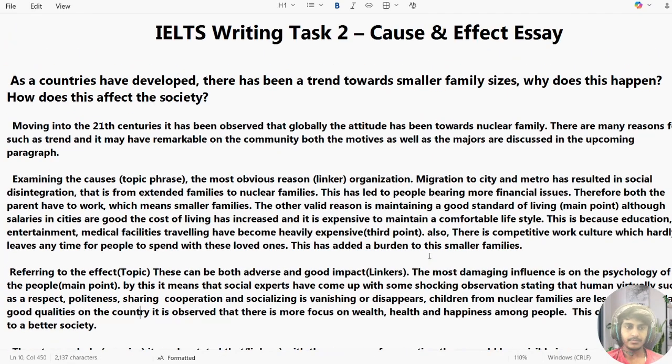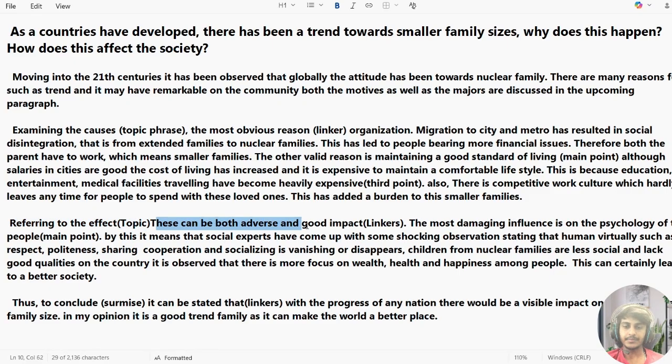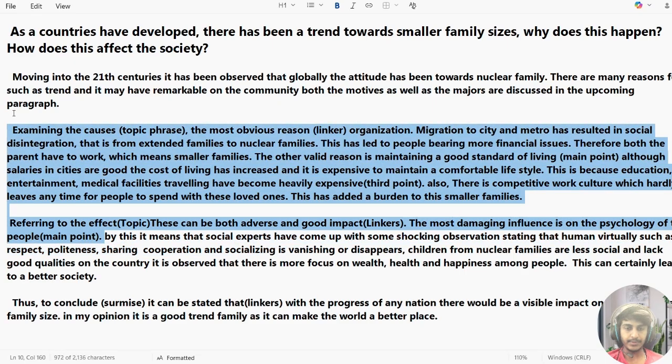Now we do the effects, the solution. Referring to a fact, it is a topic. This can both, adverbs and would impact, it is a linker. The most damaging influence is on the psychology and physiology of the people. Main point: by this, it means that social experts have come up with some shocking observations, stating that human virtues such as respect, politeness, sharing, cooperation and socializing are in a vanishing dispersion.